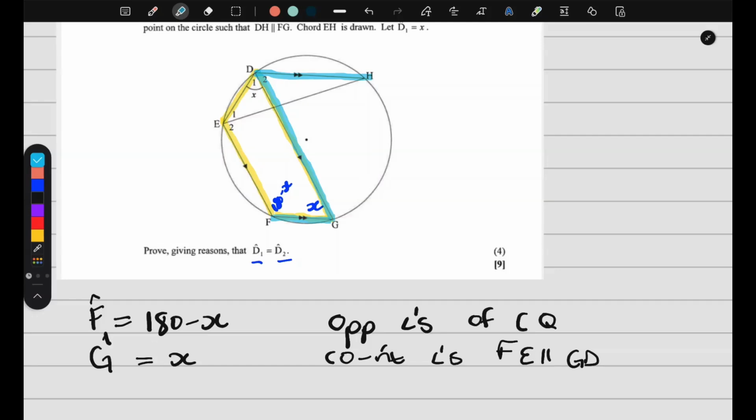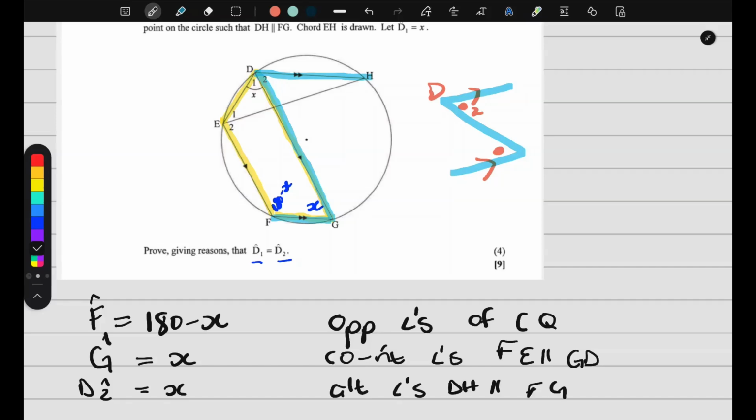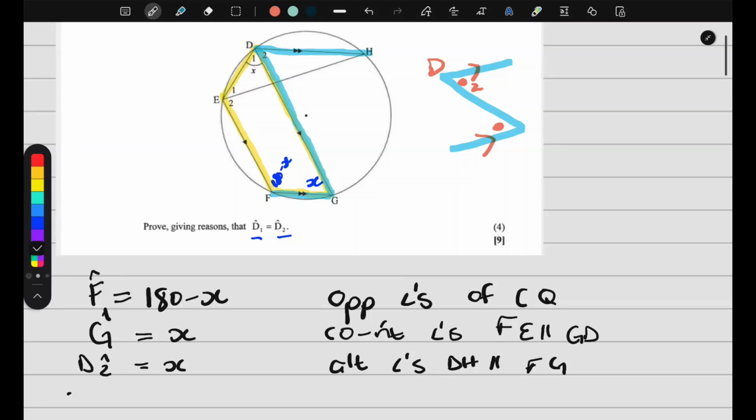So do you see the Z? So here is the Z. This line is parallel to that line. So we know that this is equal to that. Alternating angles. Isn't this D2? Therefore, angle D2 is x. Angles, DH is parallel to FG. And therefore, angle D1 is x and angle D2 is also x.